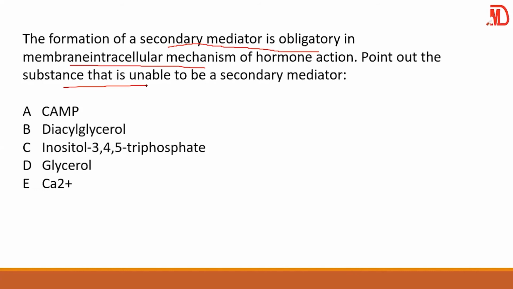But the primary mediator is what elicits the action. For example, neurotransmitters, epinephrine, growth hormone, serotonin. All these are primary messengers. Now, examples of secondary messengers include cyclic GMP. You can write it down. Cyclic GMP.